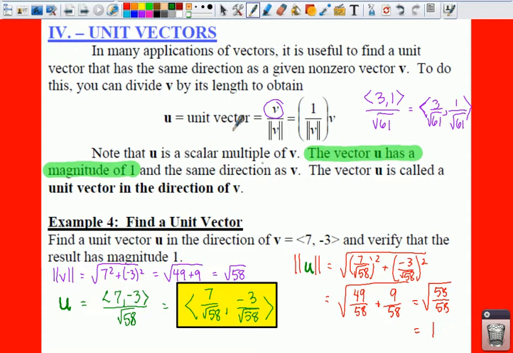So there we just verified that the magnitude of our unit vector is equal to 1. So that means that u is a unit vector.